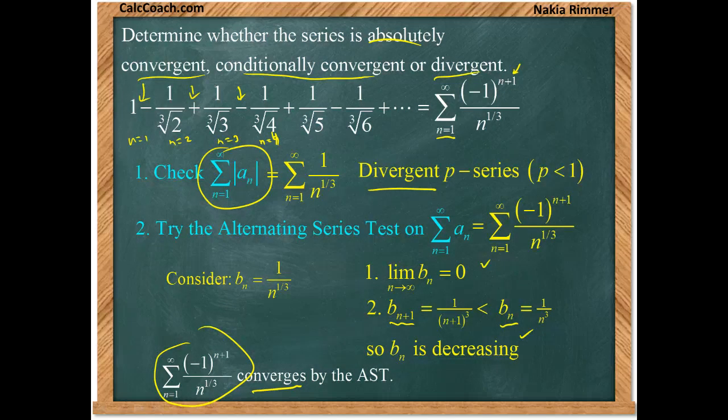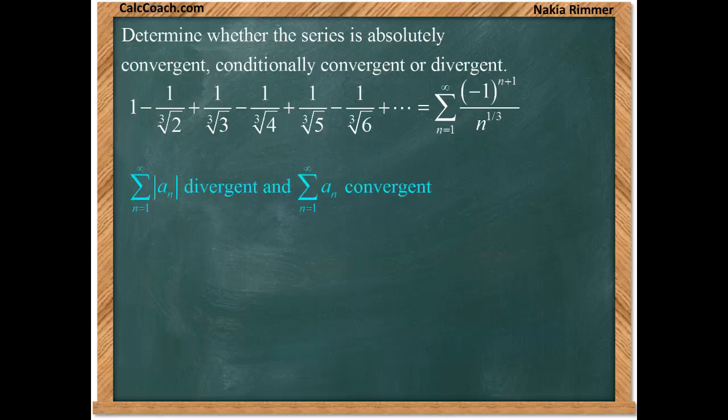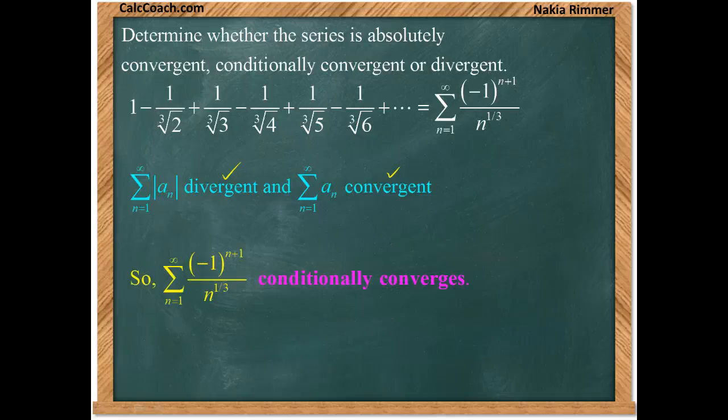Let's go to the next slide to actually say it. We have that the series of the absolute values of the a sub n's is divergent, but the regular series is convergent. This is a weak convergence. It's called conditional convergence.